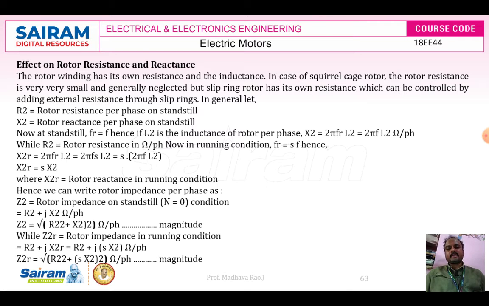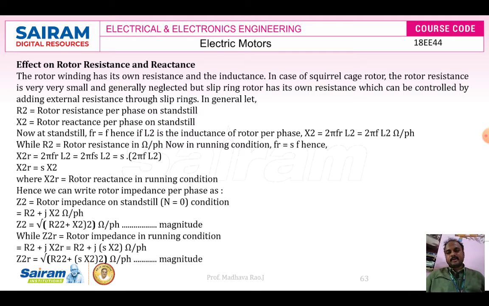R2 is equal to rotor resistance per phase on standstill. X2 is equal to rotor reactance per phase on standstill. And at standstill, Fr is equal to F, since slip will be equal to 1. Here let L2 be the inductance of the rotor per phase. X2 is equal to 2 pi F L2 ohm per phase.